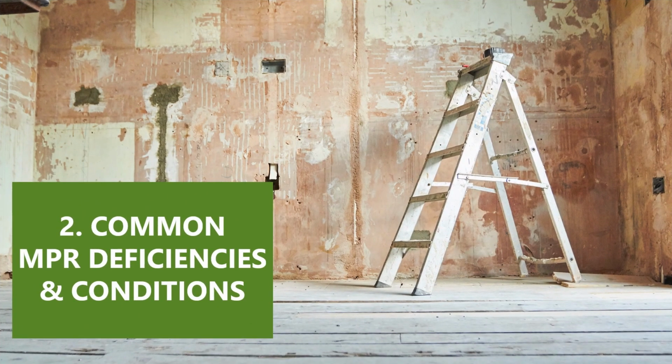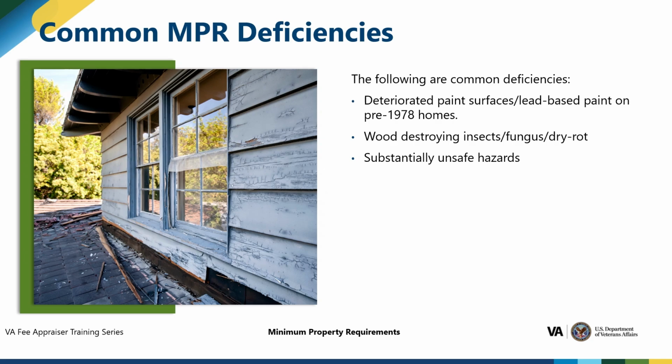In the second lesson, we will cover common property deficiencies that must be repaired. Please keep in mind that this training is based on current VA policy. Be sure to revisit the Lender's Handbook and VA circulars often to check for updates to policy. Common deficient conditions are deteriorated paint surfaces, wood-destroying insects, fungus, dry rot, and substantially unsafe hazards.